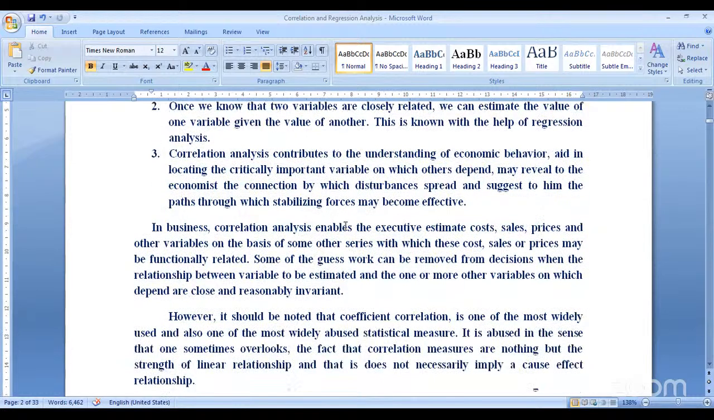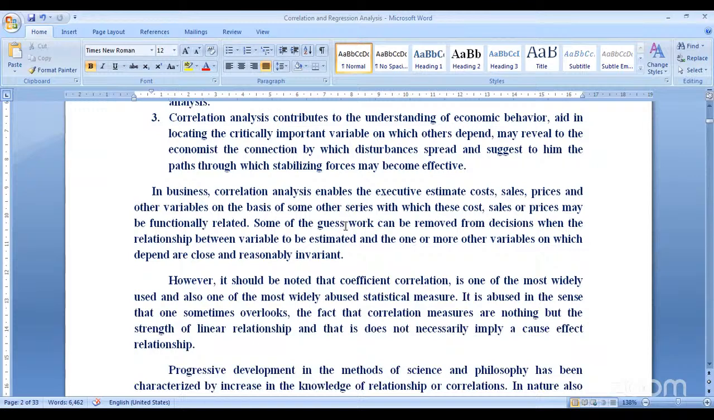Okay. Then next, in business, correlation analysis enables the executive to estimate cost, sales, prices, and other variables on the basis of some other series with which these cost, sales, and prices may be functionally related. Some of the guesswork can be removed from the decision when the relationship between the variables to be estimated and the one or more variables on which they depend are close and reasonably invariant.